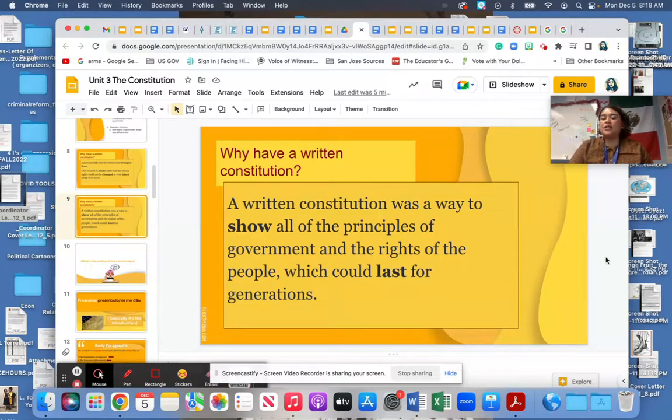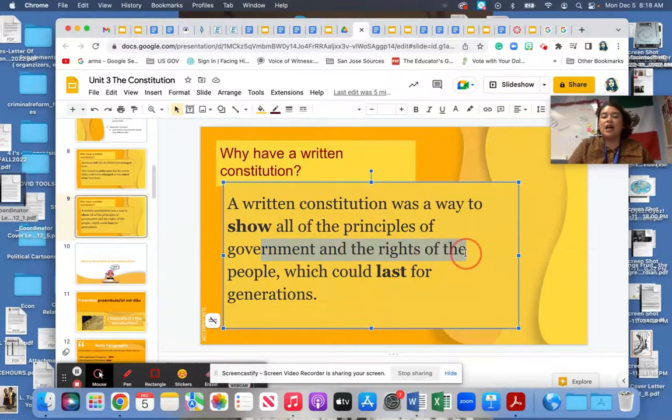A written constitution is a way to show the principles of the government and the rights of the people that could last for generations. As you can see, this constitution was written in the 1700s, and we are in 2022, and here it is. The United States is one of the only countries that has not changed the Constitution. There are different parts of the world in which constitutions have been amended as time goes on. But for some reason, the US has not done that.